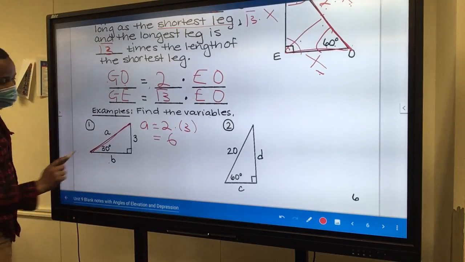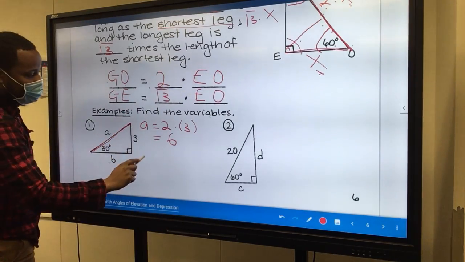All right, what about the B? What will B be equal to? Look at the formula. B will be equal to what?